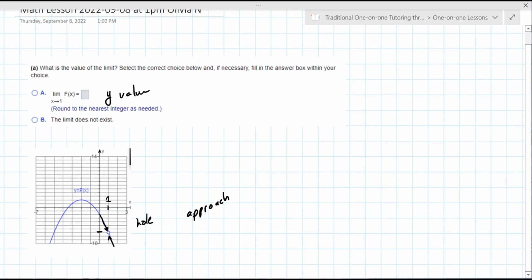So it approaches this y value of 7. Here, let me just double check. 1, 2, 3, 4, 5, 6, 7. Yeah.